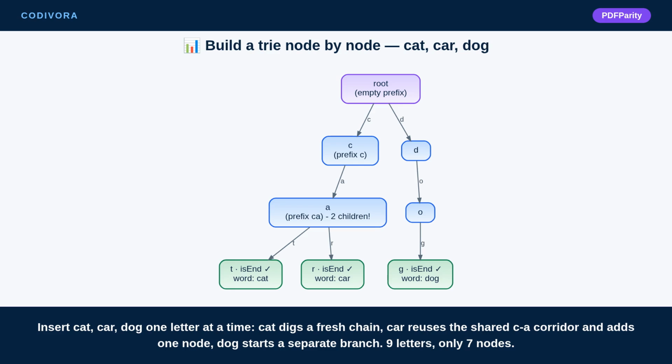Let's build a tree by hand. Insert cat. From a root, C is missing, so create it. O is missing, create it. T is missing, create it, and flag it as a word end. 3 new nodes. Now insert car.